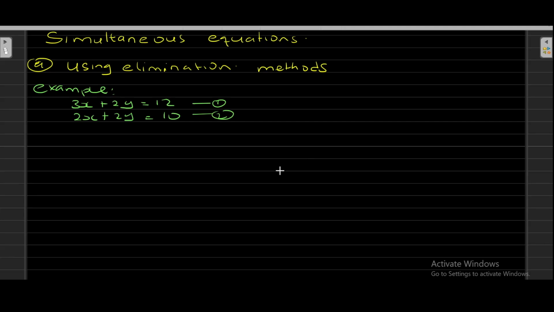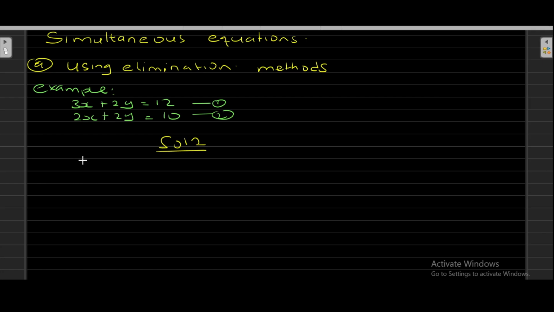Okay, this is Kamlega Jonathan once again, and today I want us to look at simultaneous equations. Now we shall be using what we call the elimination method. The question is saying 3x plus 2y is equal to 12, and then 2x plus 2y is equal to 10. These are the two equations. They want us to solve them simultaneously. A solution.